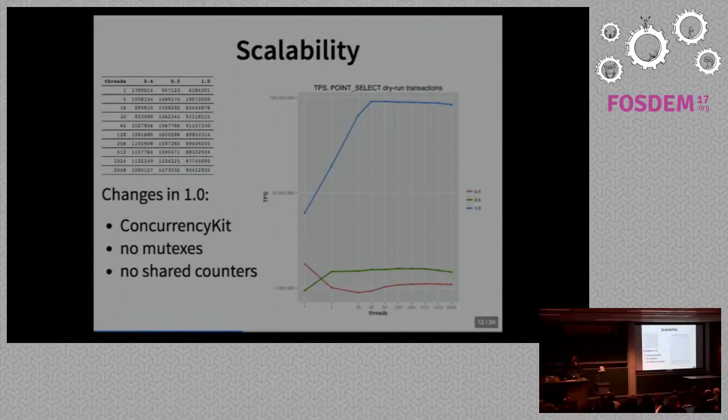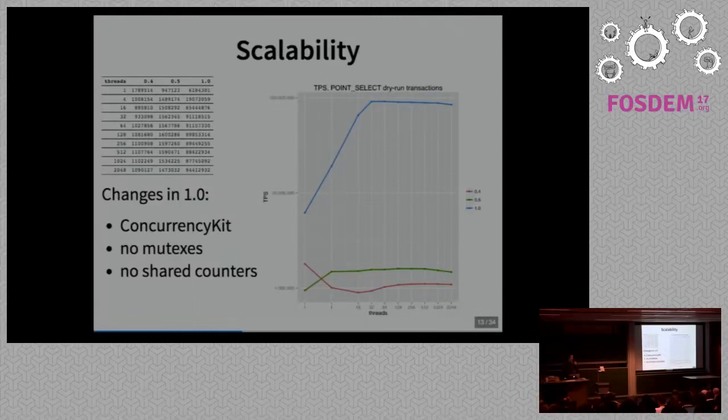Some changes in 1.0 that made these improvements possible include inclusion of the concurrency kit library, which is a C99 library implementing atomics for various CPU architectures, and also some lock-free and wait-free data structures, and already use them, some of them in Sysbench code. I also contributed some patches to concurrency kit to improve atomic support on the ARM64 architecture.